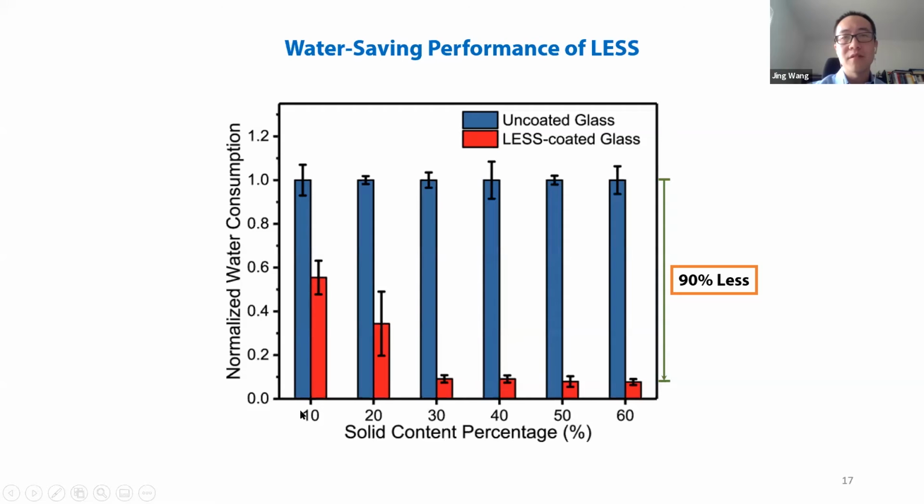Because it's watery, when it comes into the water, it doesn't take much water to clean the uncoated surface. So that's why you see not much reduction in water saving, but intrinsically it's very easy to clean. So the problem is here, and we can reduce 90% of the water.